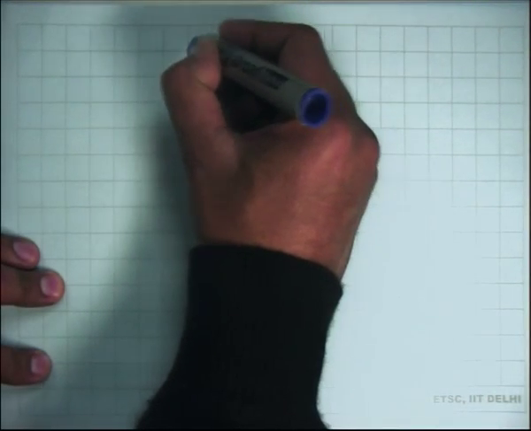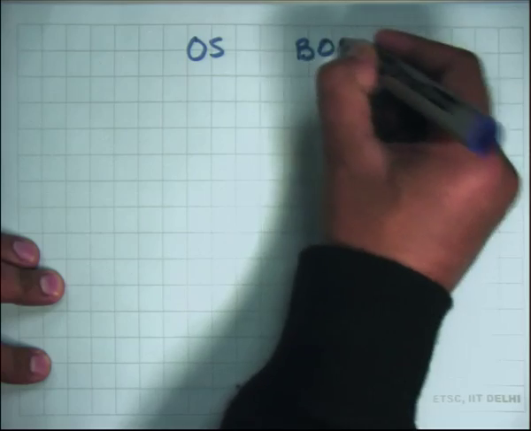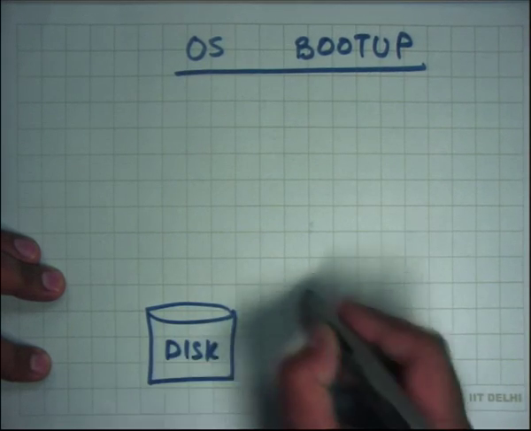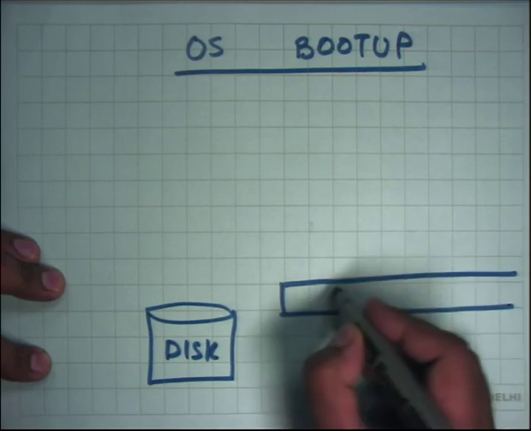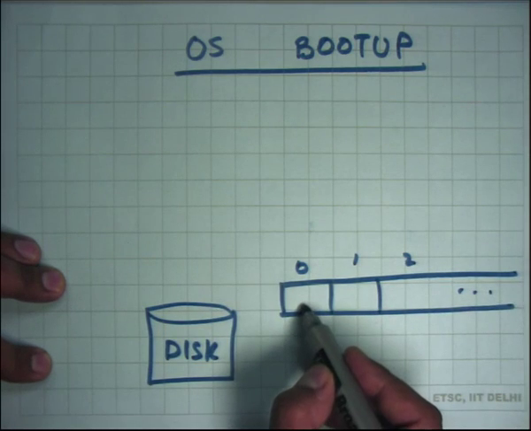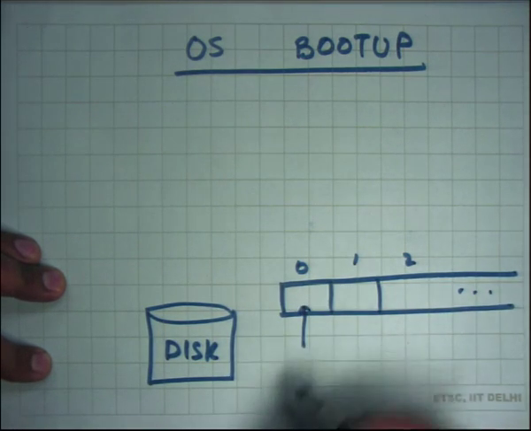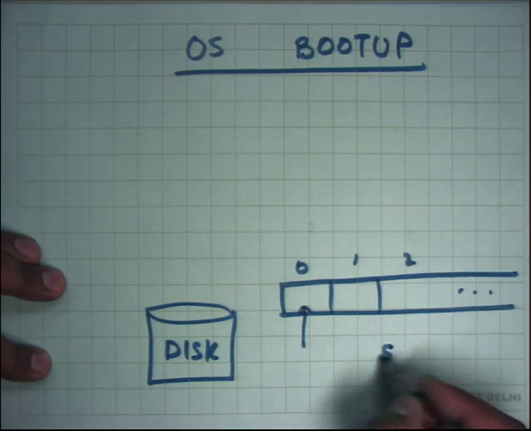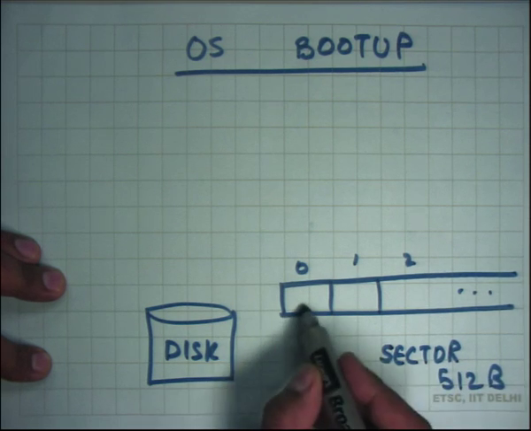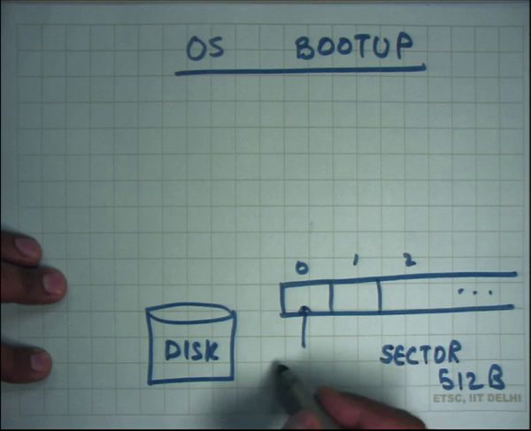Okay, so with that, let's continue our discussion from yesterday, where we were looking at how the OS boots. Let's look at the OS boot up. Let's say here's a disk, and here are its blocks: block 0, 1, 2, and so on. This particular block or sector is special. Each of these sectors is 512 bytes, and sector number 0 is special, it's called the boot sector.